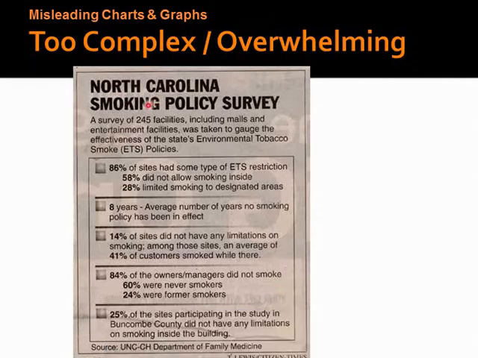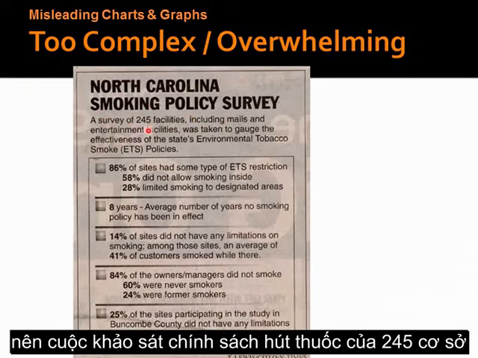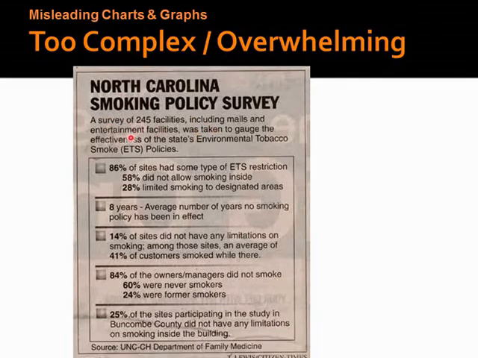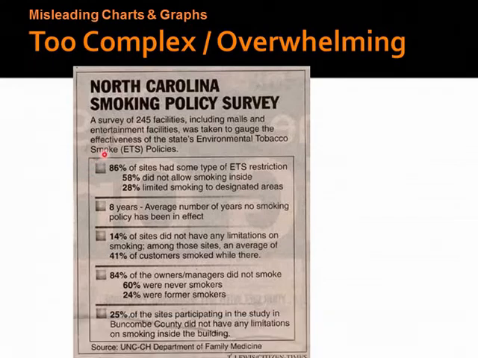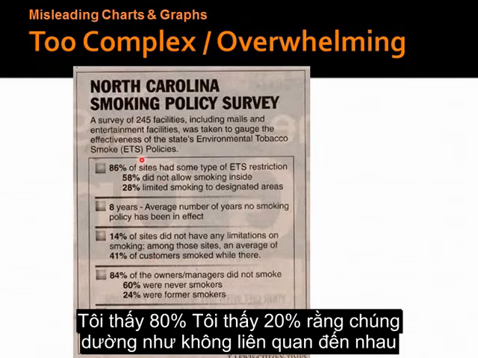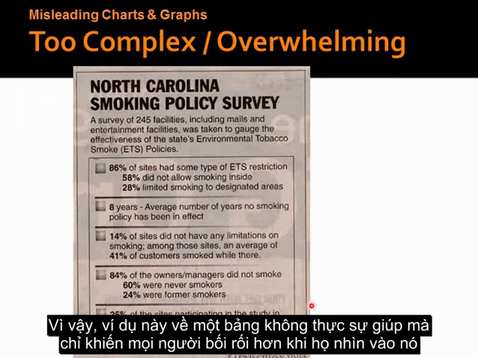So, smoking policy survey. A survey of 245 facilities was taken to gauge the effectiveness of the smoking policies. So what's the conclusion? Was it effective or not? I don't know. I see 80%, I see 20%, they don't seem to be related to one another. So this is an example of a table that doesn't actually help. It just makes people more confused when they look at it.